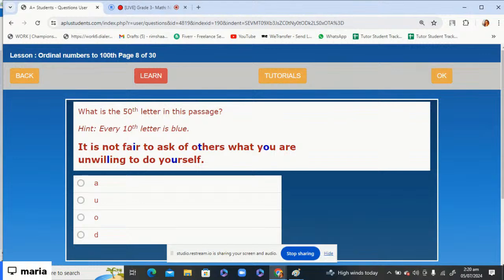So what is the 50th letter in this passage? Every 10th letter is blue. So now we are going to find the 50th letter. It's 10, 20, 30, 40, and 50. It means that it's U. When I count it, it's U. Now you guys count it and then tell me. So when you count it, what's the answer you got? My answer is U. I'm just going with this one.